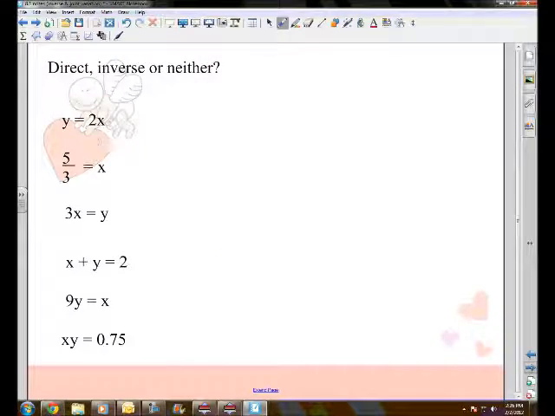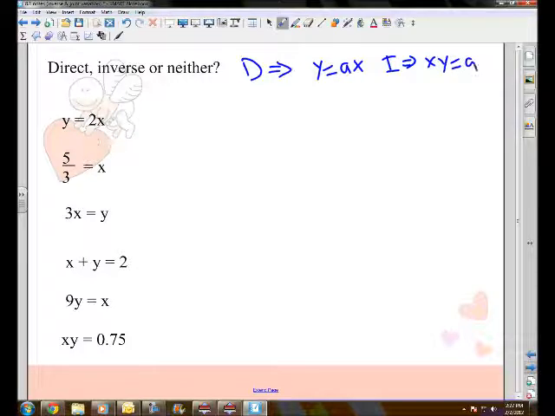All right, direct, inverse, or neither. Let's take a look at these equations and try to decide whether they are direct variations, inverse variations, or neither. Remember, our direct variation equation is going to look something like that, and our inverse variation equation is going to look either something like this, or in my preferred case, something like that.